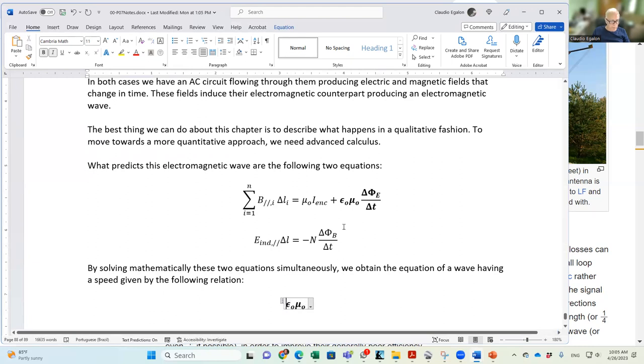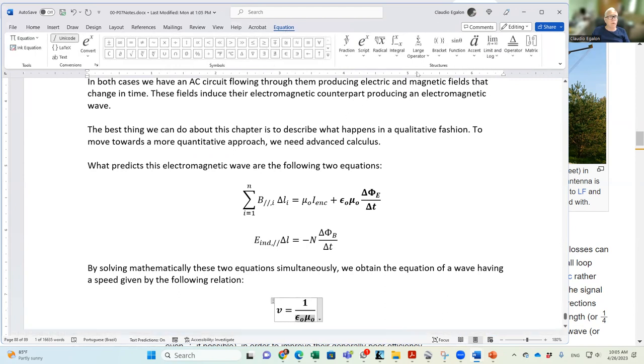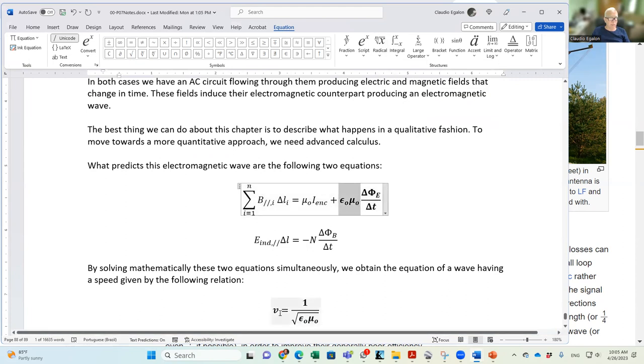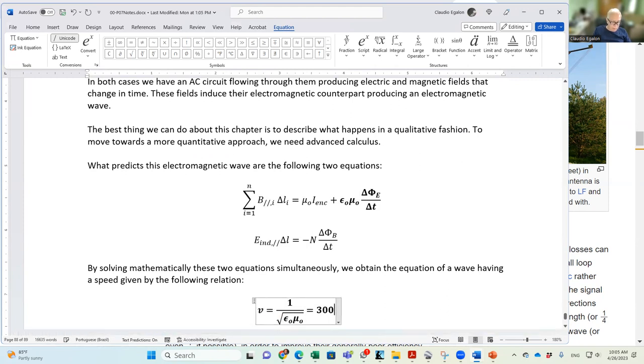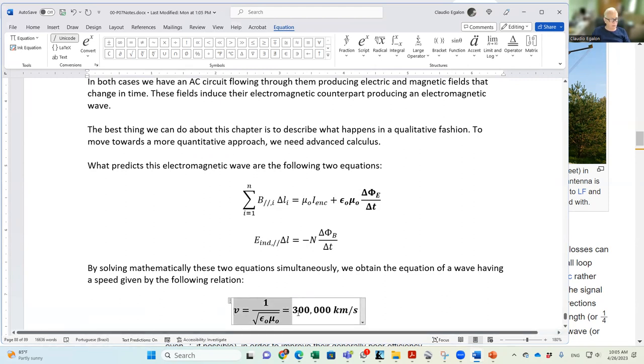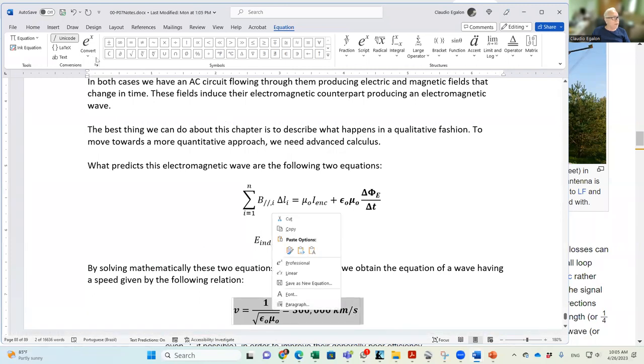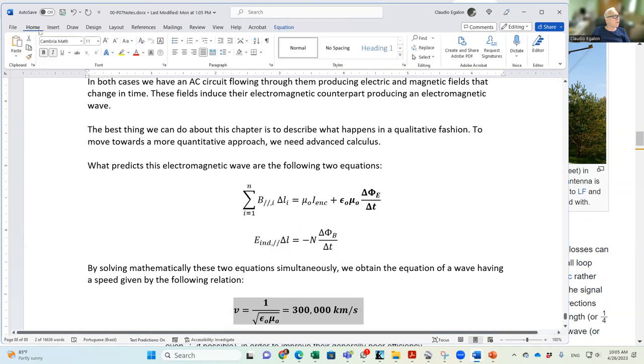It'll be like that. The speed is V, equal to the inverse, not just the inverse, but the inverse of this square root. That's where the speed of light comes from. It comes from these two terms here, which ends up being approximately 300,000 kilometers per second. You can do the math on your own at home, too.